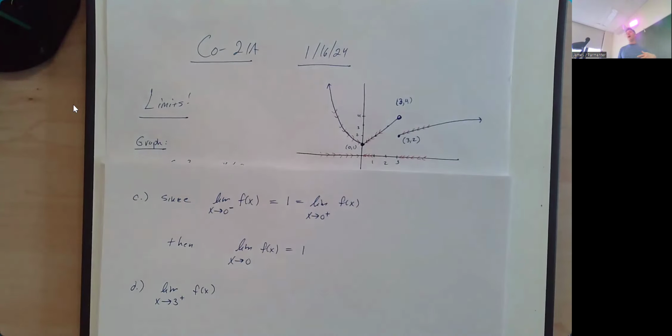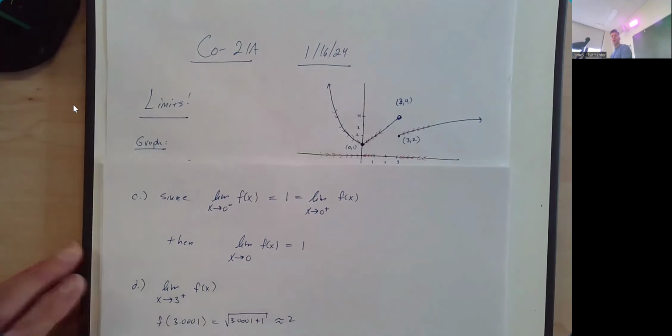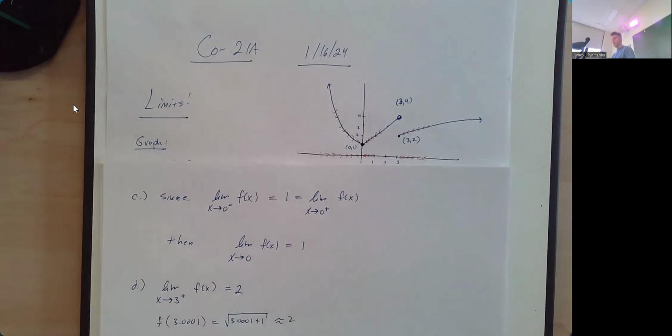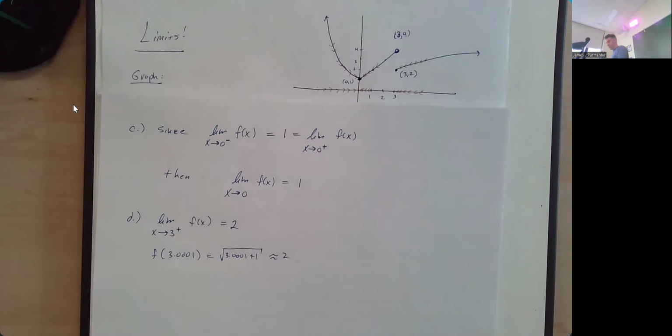Again, you can think about substituting a value that's a little bit bigger than 3. For example, if I looked at f of 3.0001, that would be the square root of 3.0001 plus 1, which is about 2. We're getting really, really close to 2. So as we approach 3 from the right, the limit is 2.